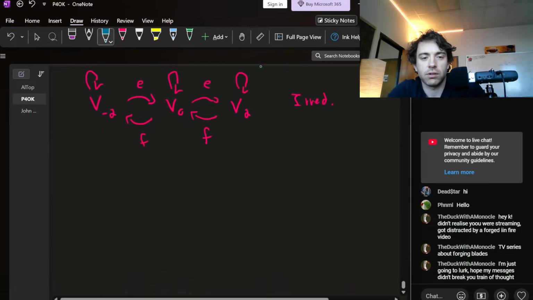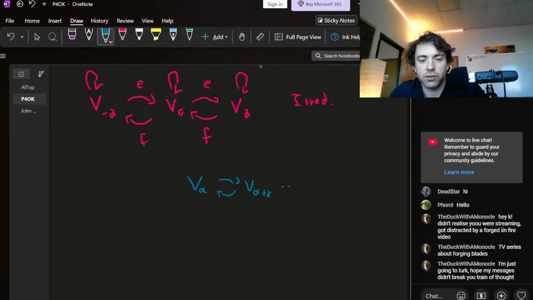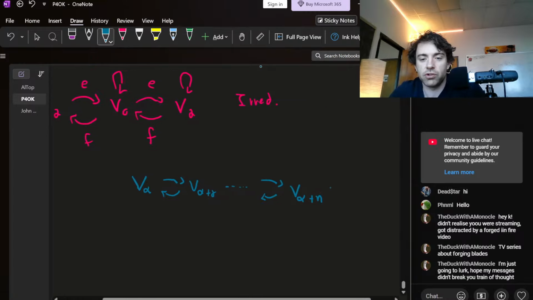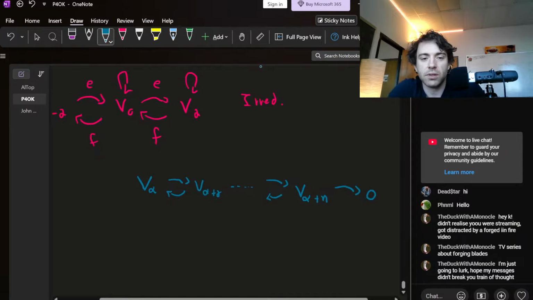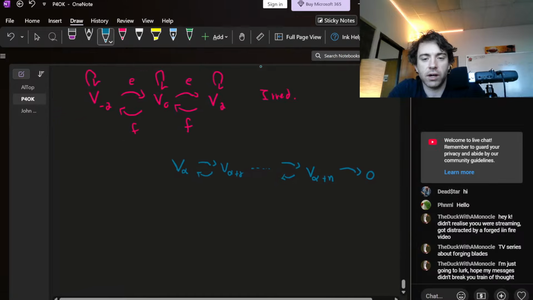That's the next question. So we know if we start at some arbitrary alpha, then eventually, applying these successive operations, if we're restricting ourselves to the finite dimensional case, which we should do for now, we'll hit on some alpha plus n, beyond which we just get 0.